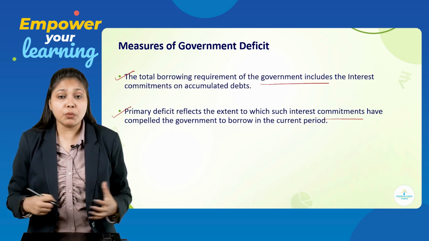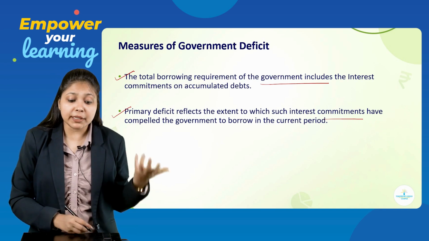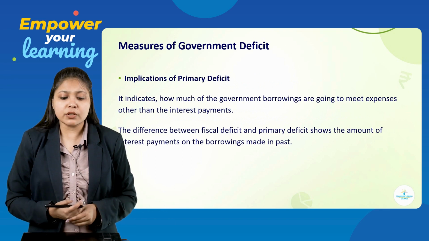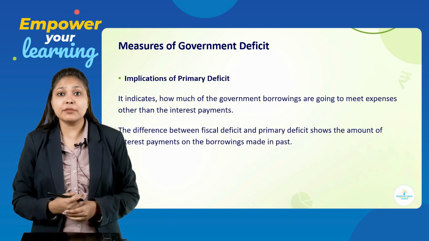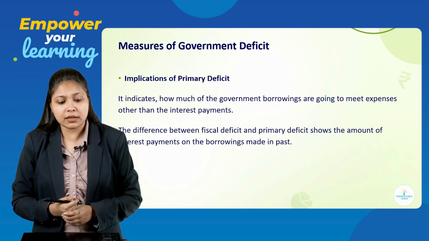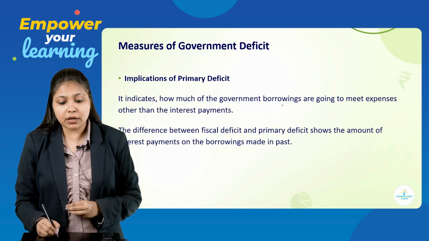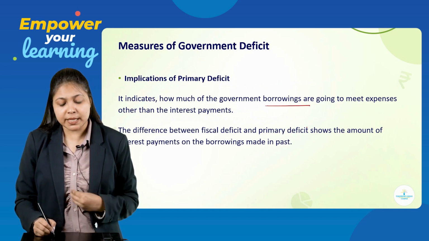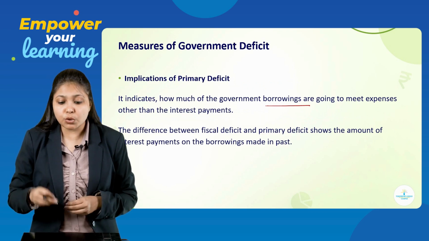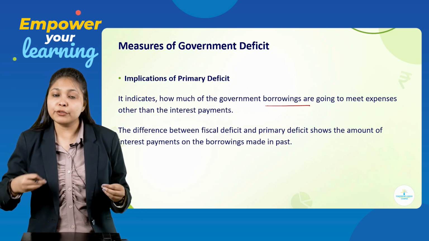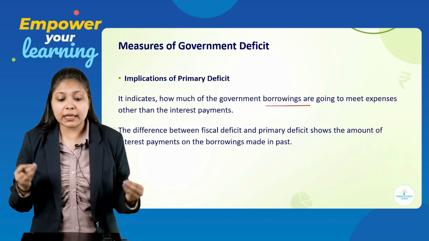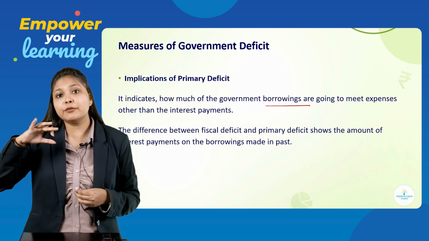What are the interest commitments which the government has made in the current year? Now, what are the implications of primary deficit? What happens if our Indian economy or Indian government is in the situation of primary deficit? So, it will indicate how much of the government borrowings are going to meet the expenses other than the interest payment. So, primary deficit will basically show how much of the government's borrowing will be used to pay the expenses apart from interest payment.